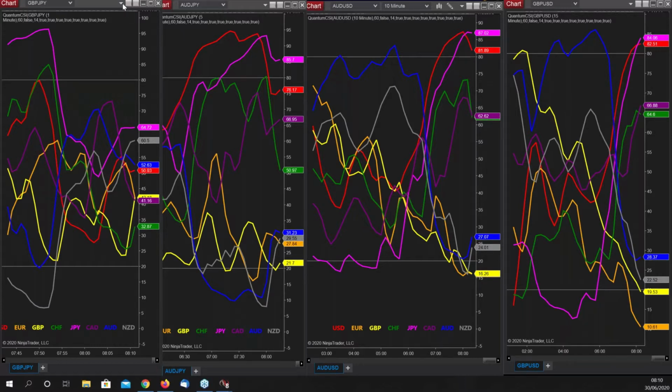Now I've got these on, and just check the time frames. This is on 1 minute, so that's pretty fast. This is on 5, that's on 10, and this one's on 15. There we go. So we've got a nice spread.